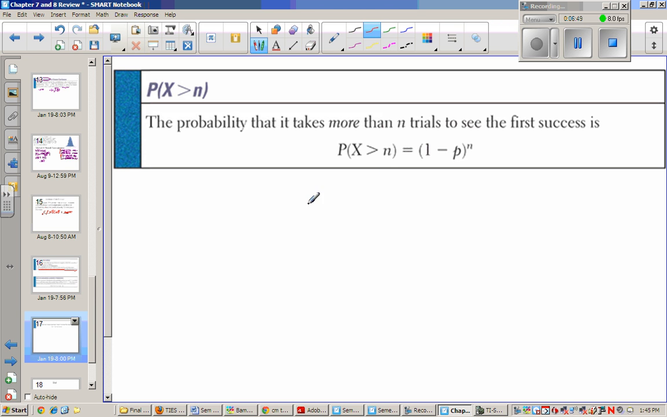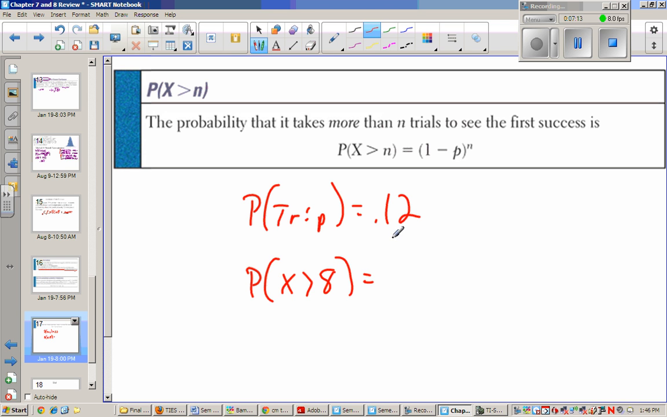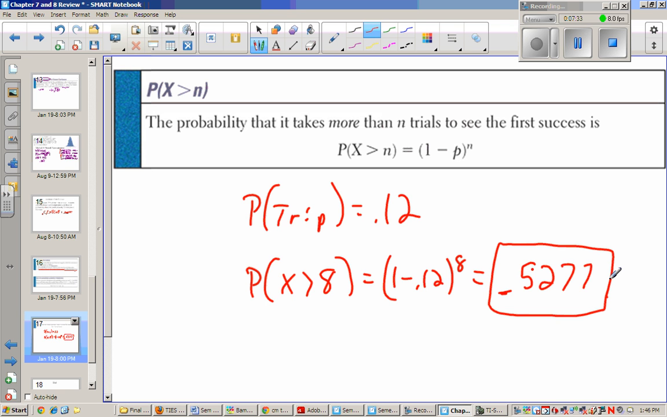And there's another formula: the probability that it takes more than 4 trials to get a success geometrically is the probability of failure to that number. So say the probability that I trip and fall in class is, I don't know, 0.12. The probability that it takes more than 8 days for me to trip and fall in class is 1 minus 0.12 to the 8th power, so that's going to be 0.88 to the 8th power. So the probability it takes more than 8 days for me to trip is 0.5277. So there's about a 53% chance that it'll take more than 8 days for me to trip in class, given that the initial probability is 0.12.